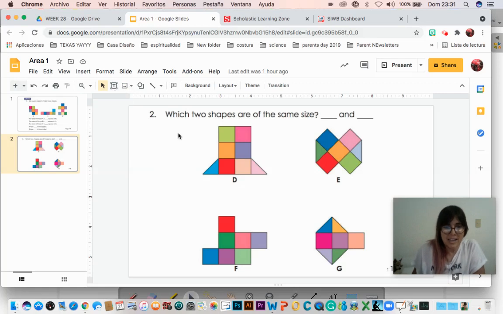Get the T and write here the area of this shape, write the area of this shape, write this one, write this one. And then you can see which 2 shapes have the same area. Easy or difficult? Yay, I'm so excited.